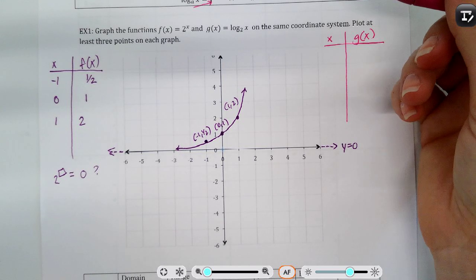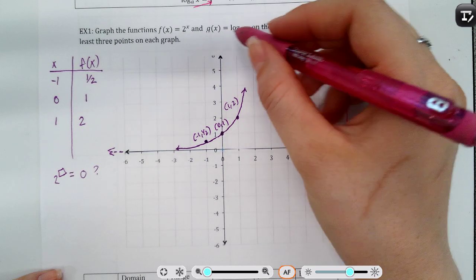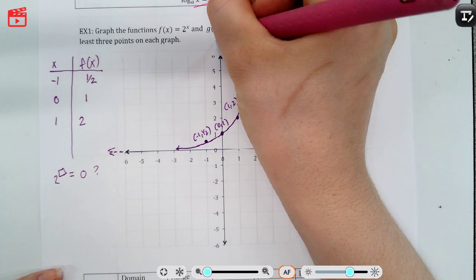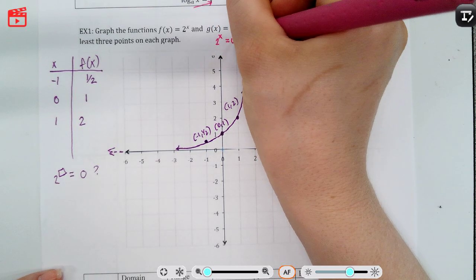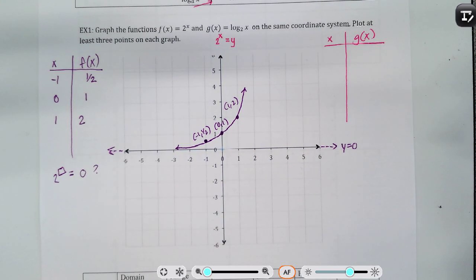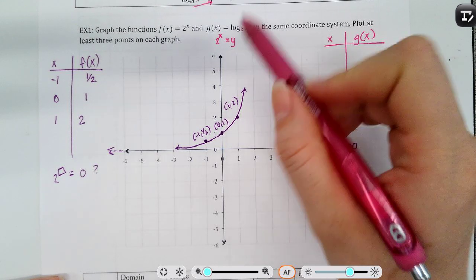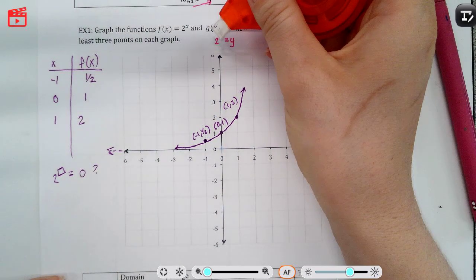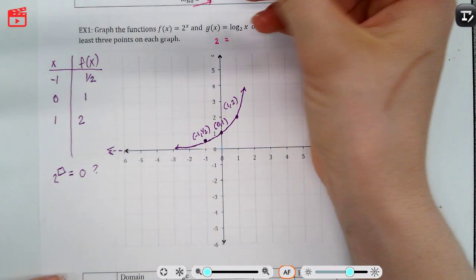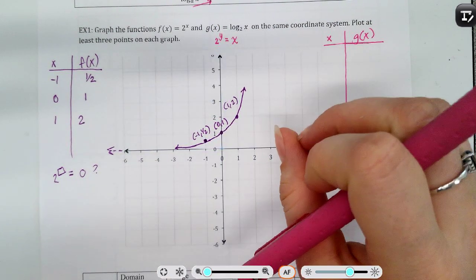Now this is kind of strange. I actually want to take a look at g of x in the exponential form. So this is saying 2 to the x power equals y. Sorry, I switched that in wrong. It should be 2 to the y power equals x. So I'm going to be choosing the y values because it's easier to solve.